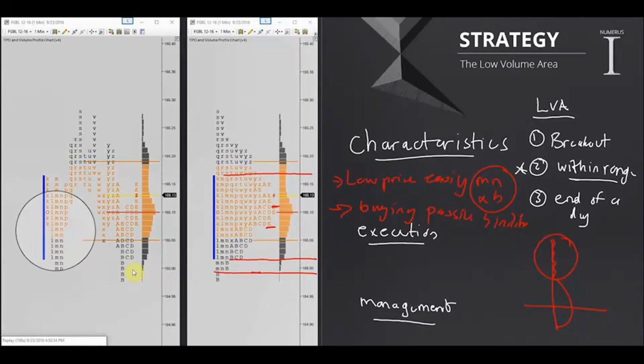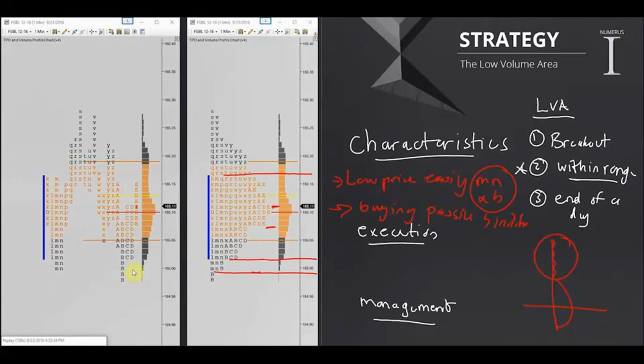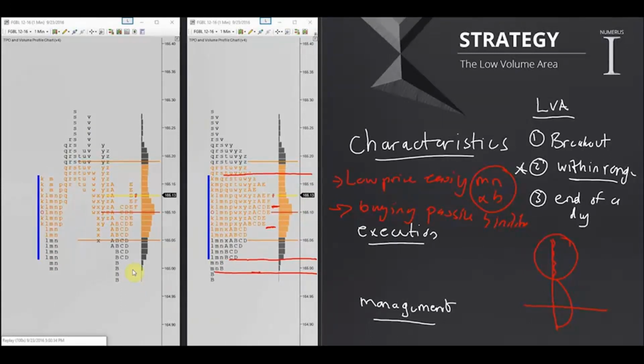As you can see, the most important thing to understand is that a low volume area shows a natural bias or tendency towards one side. And that is why we developed this trade strategy, because it gives us a relatively easier opportunity and understanding.